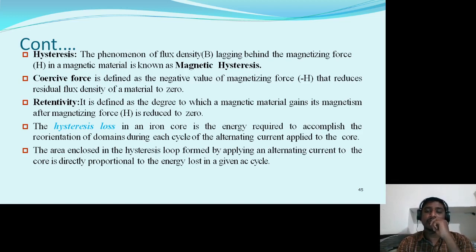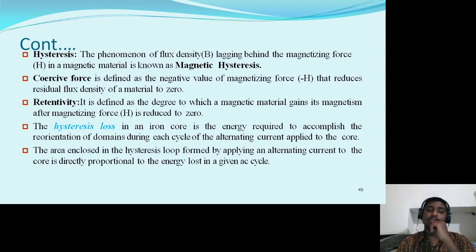The hysteresis loss in an iron core is the energy required to accomplish the reorientation of the domains during each cycle of the alternating current applied to the core. If you apply an AC supply to the core, what happens? First the forward direction, with orientation of the domains, then a change in the negative direction. So for every cycle we need magnetization and demagnetization: positive cycle, negative cycle, positive cycle, negative cycle. We need to reorient for every cycle, and in that process some energy is wasted. That loss is said to be hysteresis loss.